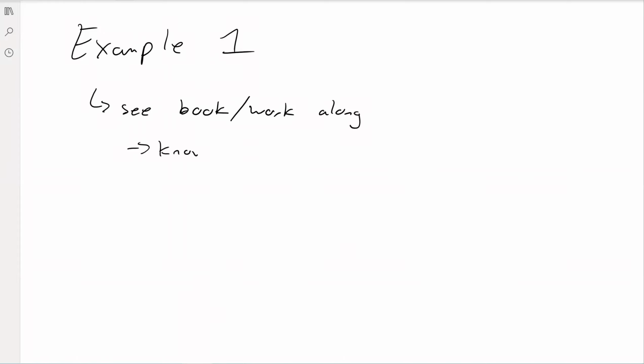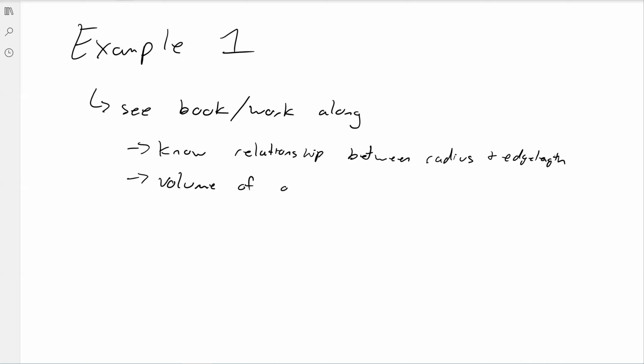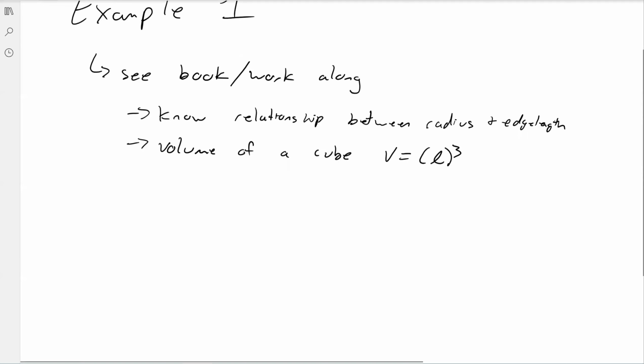You need to know the relationship between the radius and the edge length, and that depends on which type of packing you've seen. So we've talked about that. You need to know other facts about how many atoms there are per unit cell, that kind of thing. You need to know what the volume of a cube is, and the volume of a cube is the length cubed, where L is our edge length here.